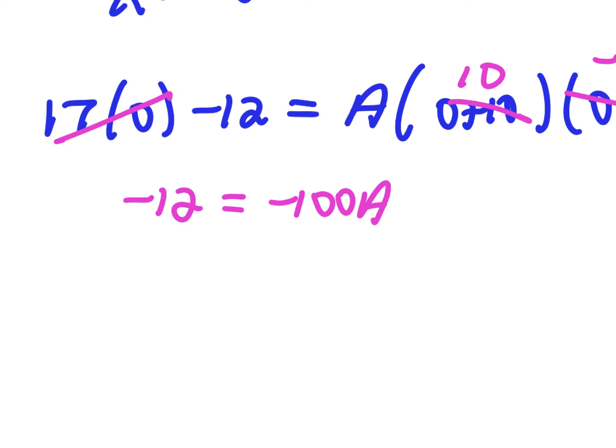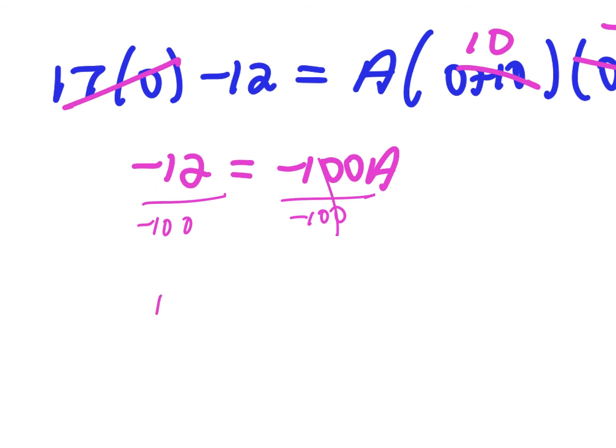How do I solve this? You divide both sides by negative 100, correct? So I have A equals. Does this simplify nice and pretty? No. Can we simplify this fraction? Yes. A negative divided by a negative is a positive. And then what number goes into both 12 and 100? Bigger.